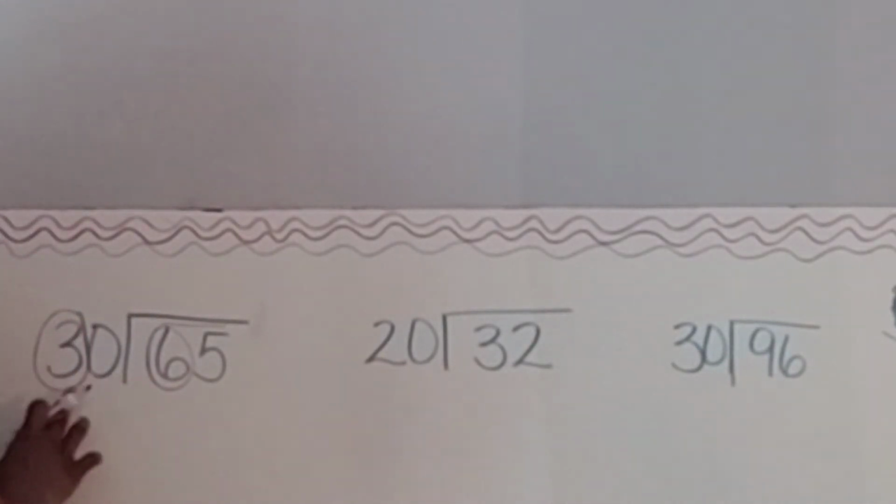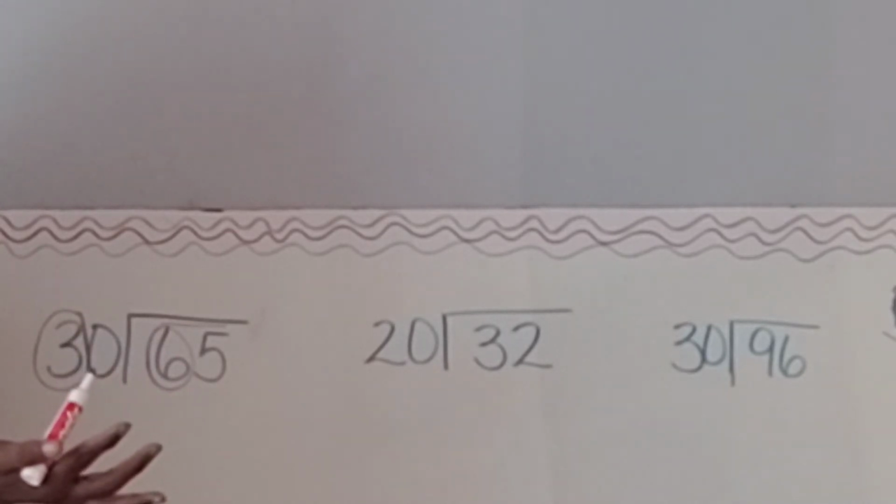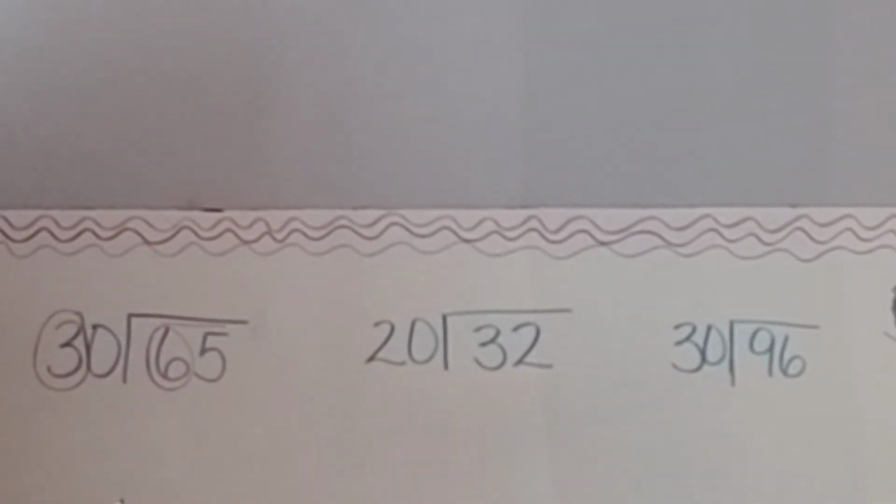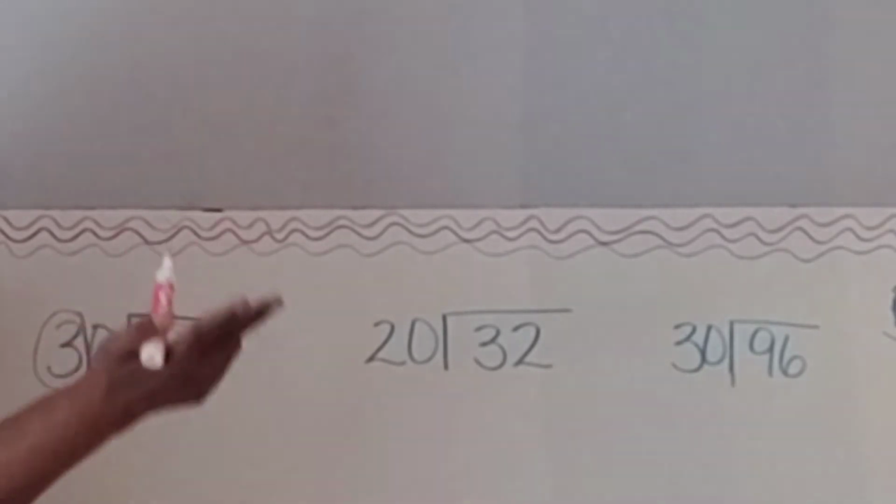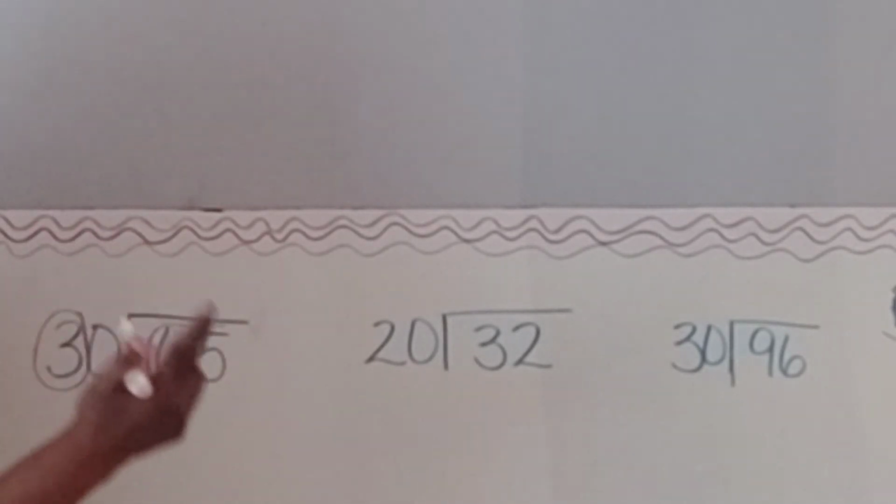So the one thing that we can do to figure out how many 30s are in 65 is to first figure out how many 3s are in 6. When I find out how many 3s are in 6, that will tell me. How cool is that, right? Because we know how to do 6 divided by 3. We know how many 3s are in 6. 3, 6. So we know there's 2 3s in 6.